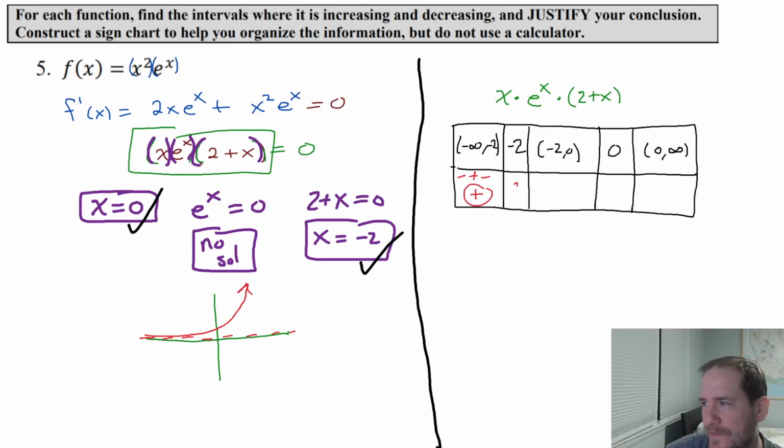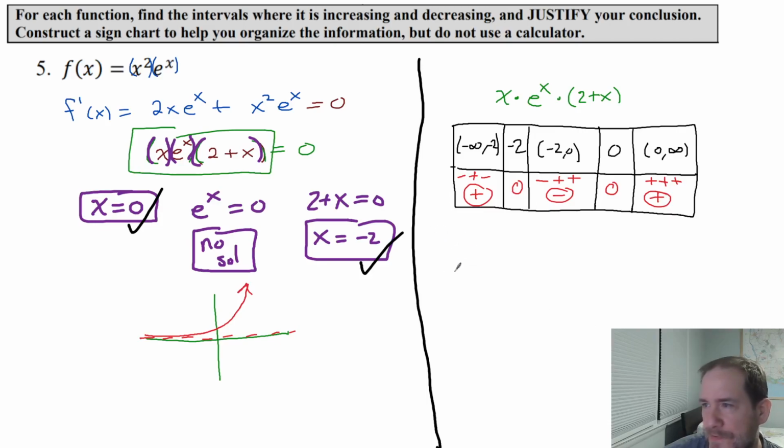Negative 2 is, of course, giving 0. If we plug in here, let's say we're plugging in negative 1, then x is negative, but e to the x is still positive, and 2 plus a negative 1 is positive now. So that's a negative for us. And then if you plug in 0, you get 0. And if you plug in something very, very positive, you get a positive and a positive. So we're positive, okay? So again, now that we've got those values, we can easily answer the question.